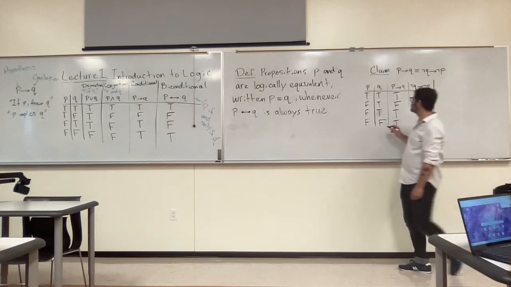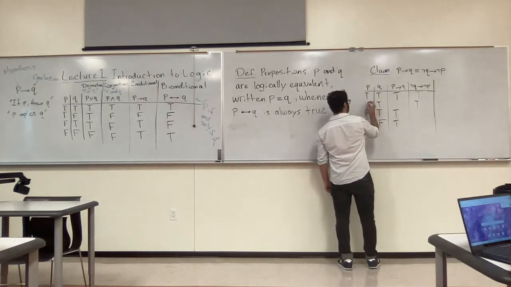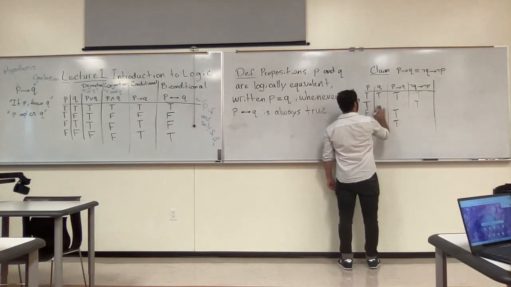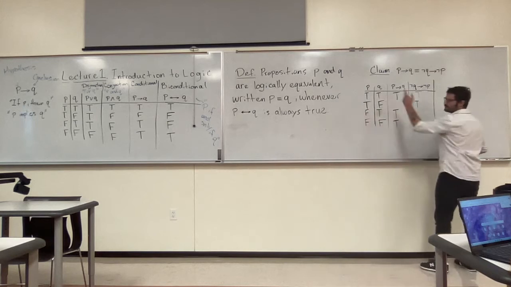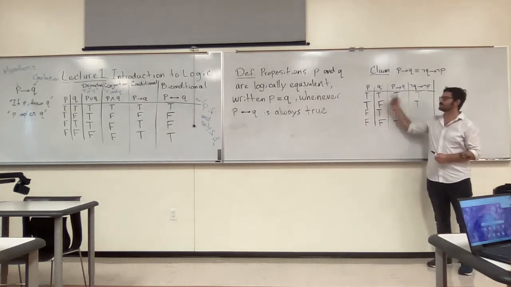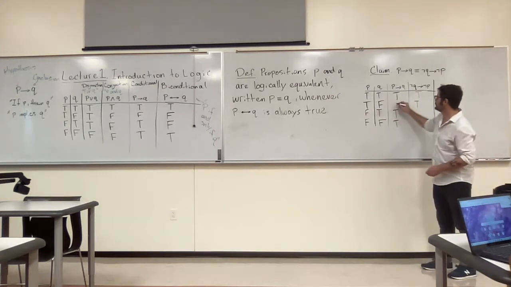Wait a minute, did I do that wrong? Oh, this is true here. Let me switch it up. Yeah, I repeated one of the rows. It should be true, true, true, false, false, true, false, false. So in that case, true, and then this will be the false.